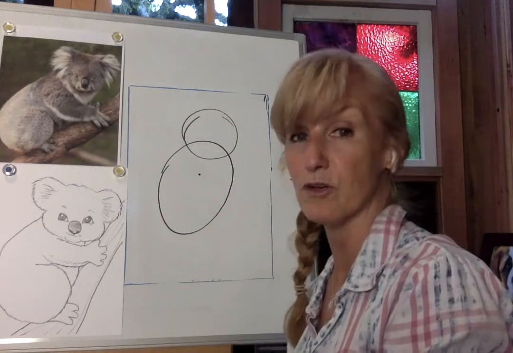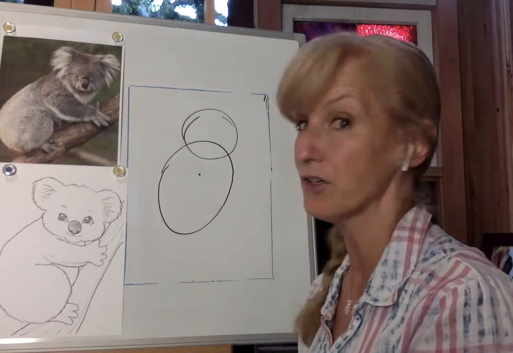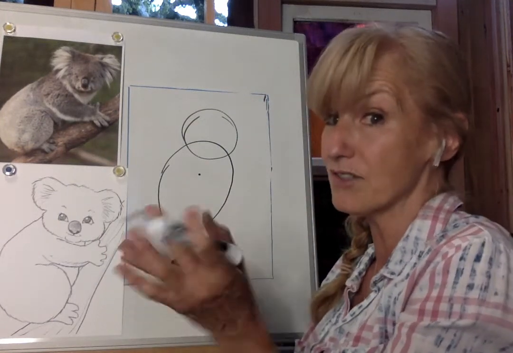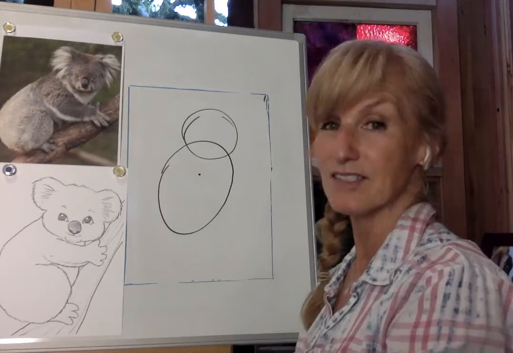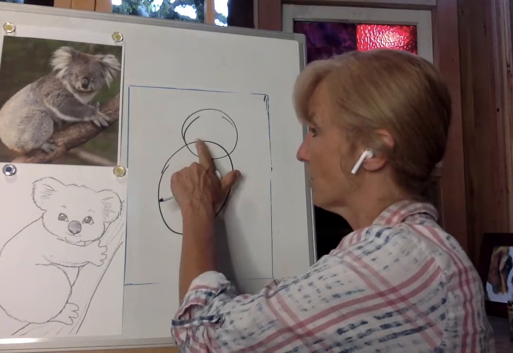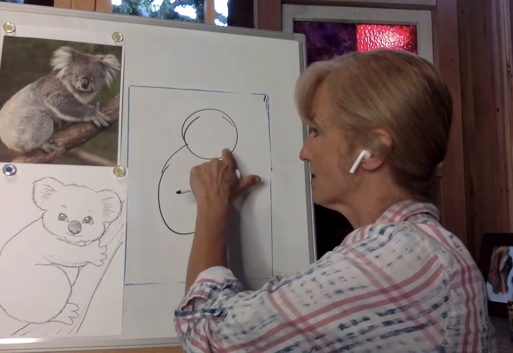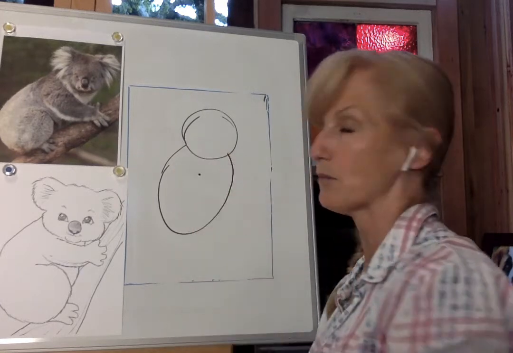Now, is my circle perfectly round? No. Does it matter? No, because we're going to erase most of it anyway. Now, once we have it to this point, we're going to take our eraser. We're going to erase out the top of the oval because we don't need it anymore.